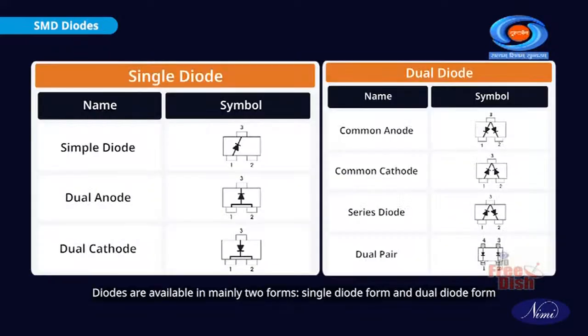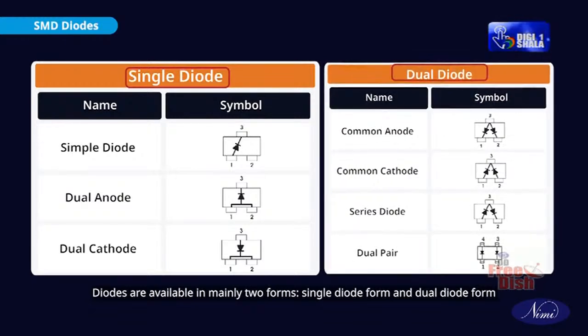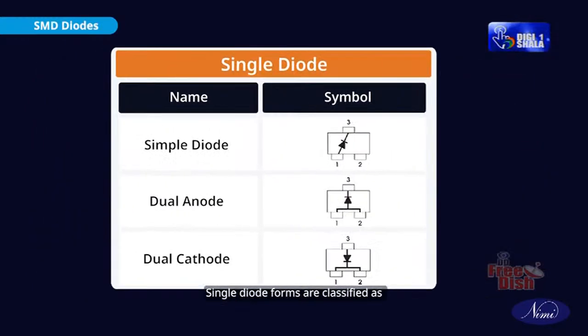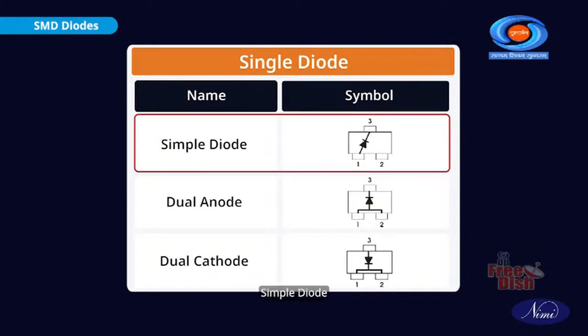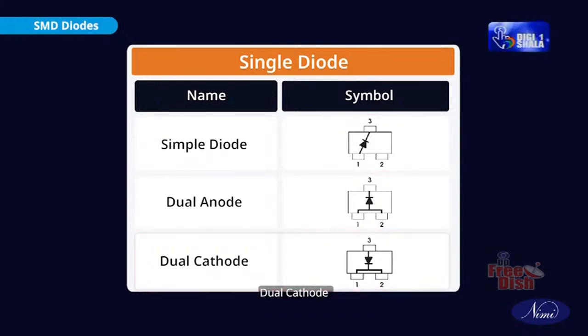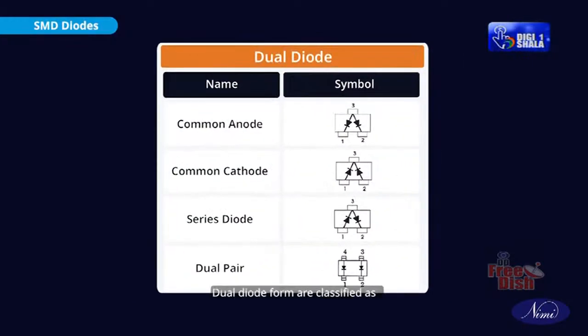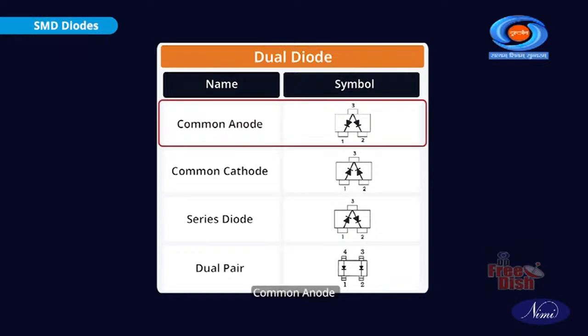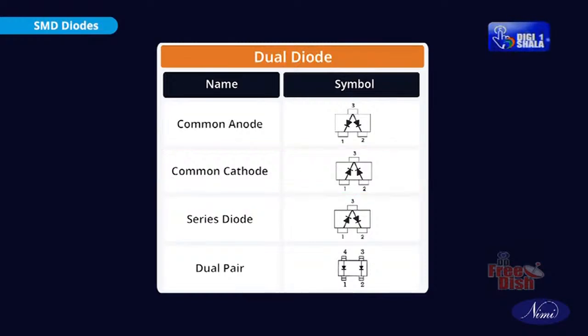Diodes are available in mainly 2 forms: single diode form and dual diode form. Single diode form are classified as simple diode, dual anode, dual cathode. Dual diode form are classified as common anode, common cathode, series diode, dual pair.